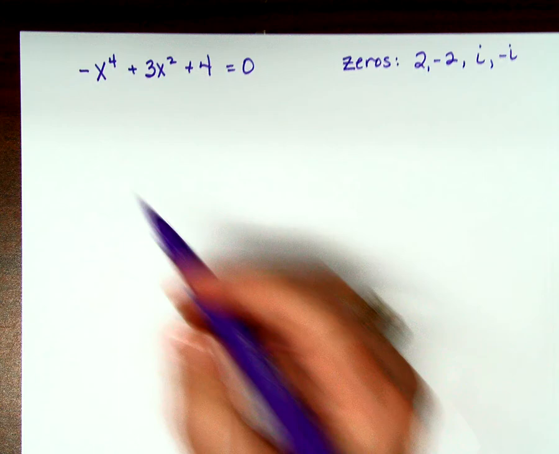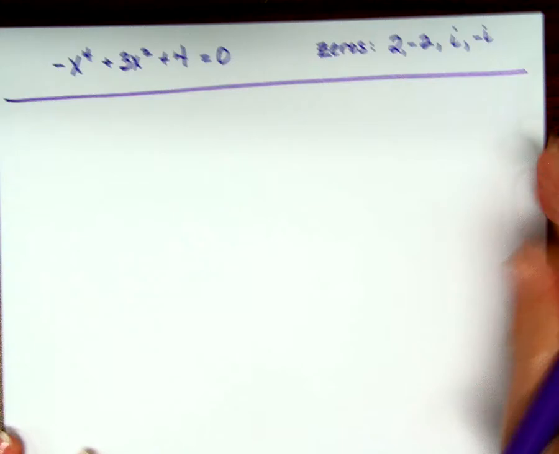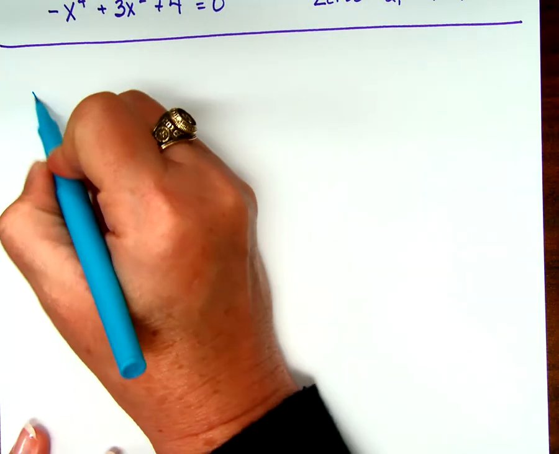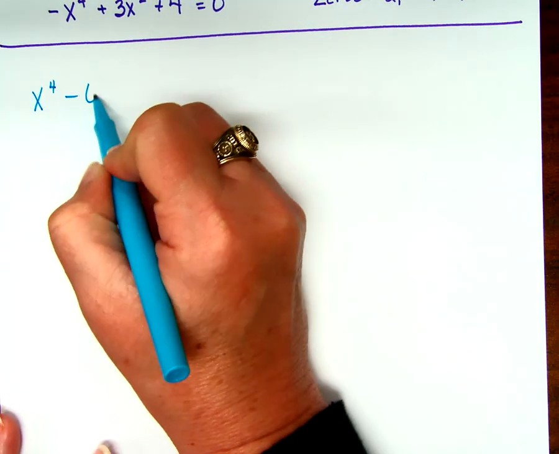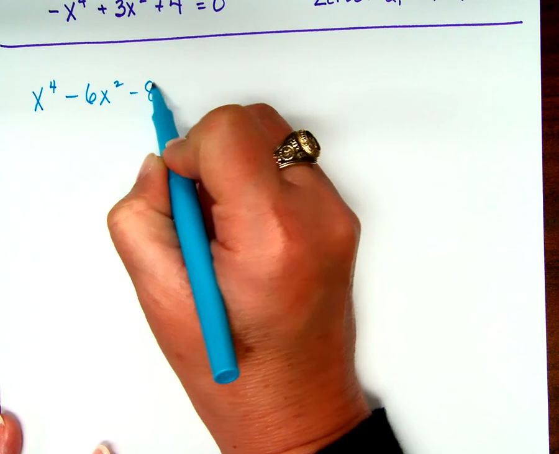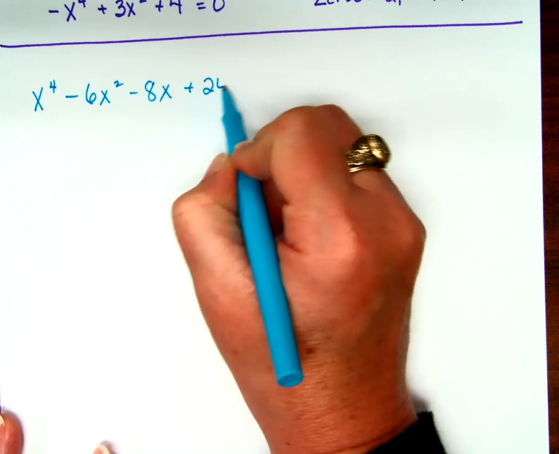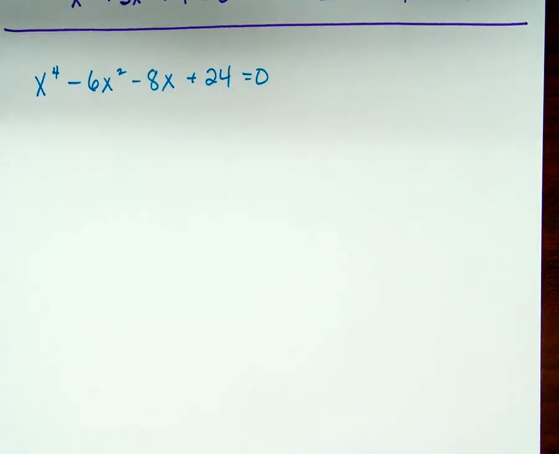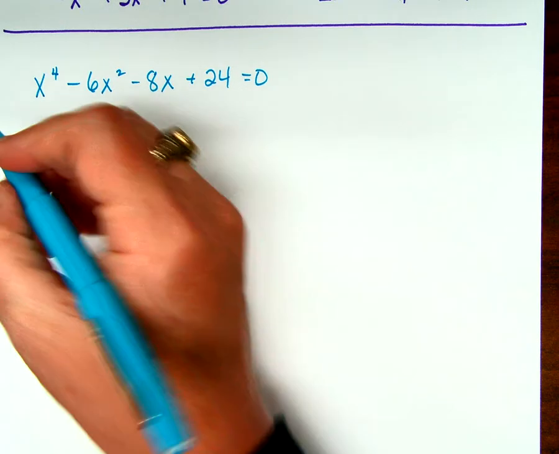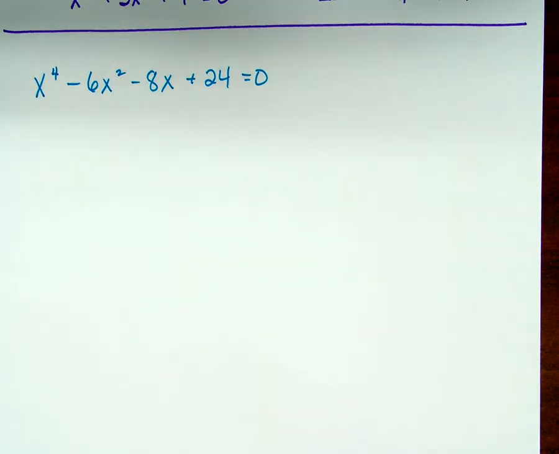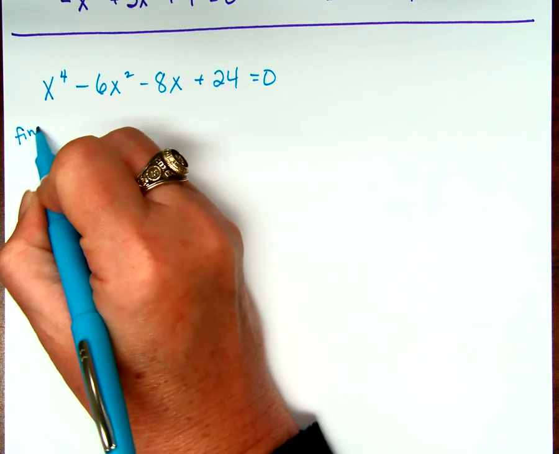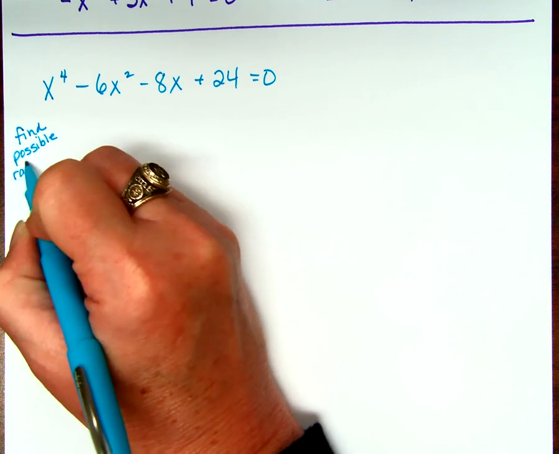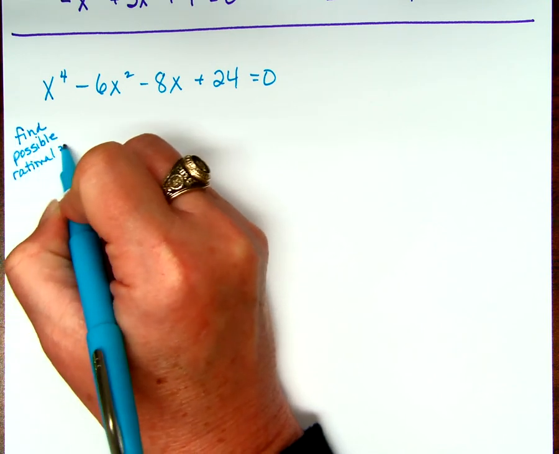So let's try this one. x to the 4th minus 6x squared minus 8x plus 24 equals 0. And I'm setting it up as an equation from the very beginning. Okay? So the first thing that we want to do is find the possible rational zeros.